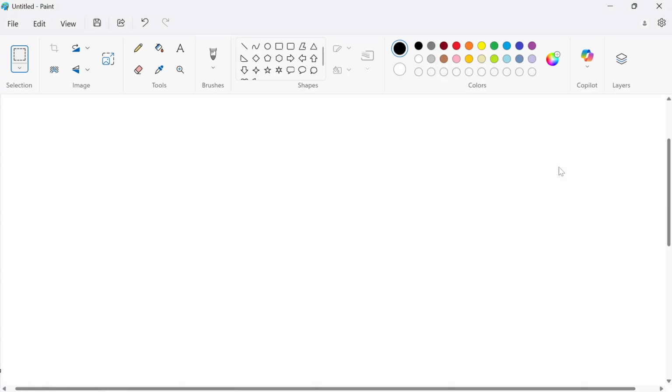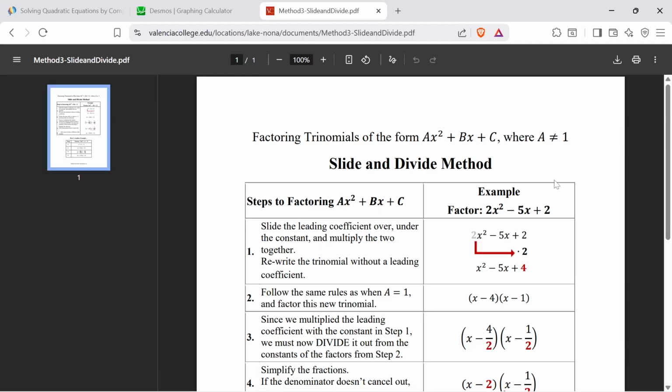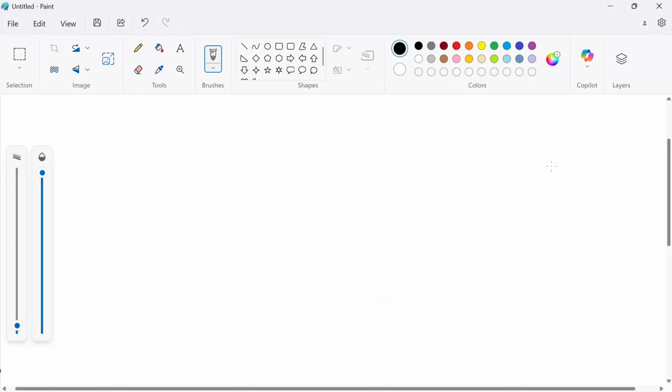Here's a method for factoring quadratics. Let me find my example here. I had an example, 2x squared minus 5x plus 2. 2x squared minus 5x plus 2 equals y.